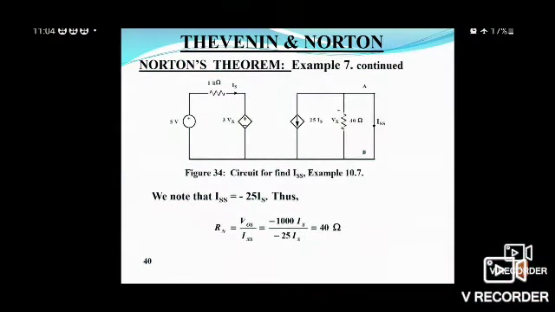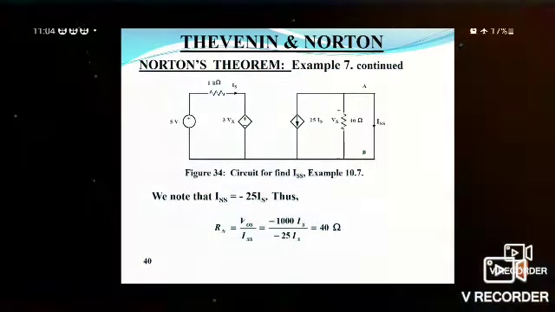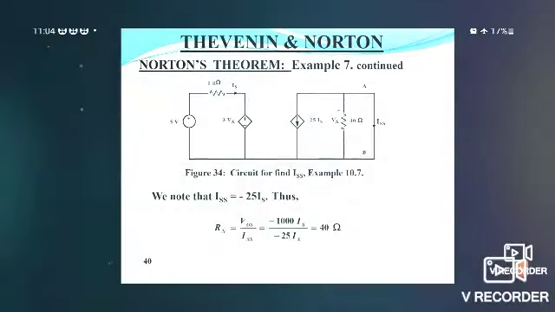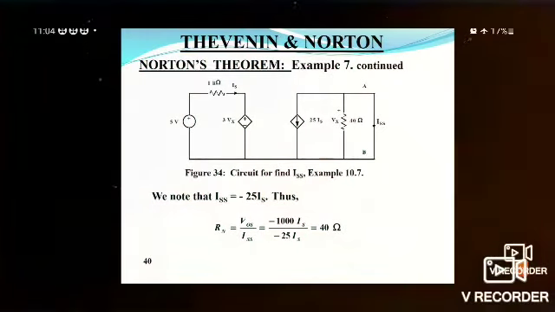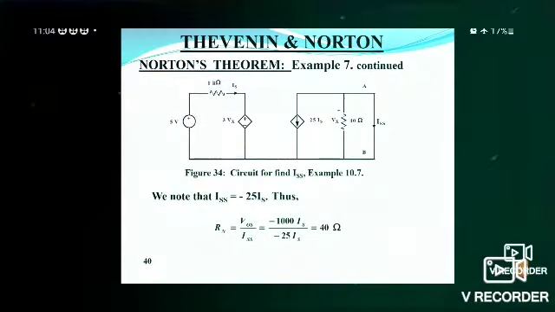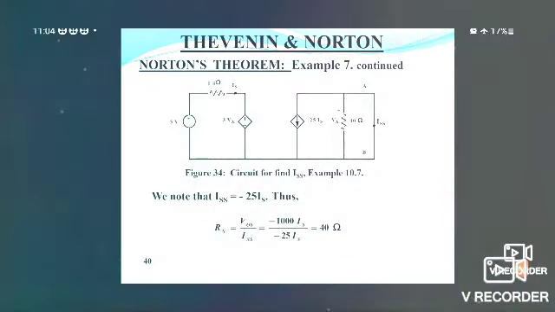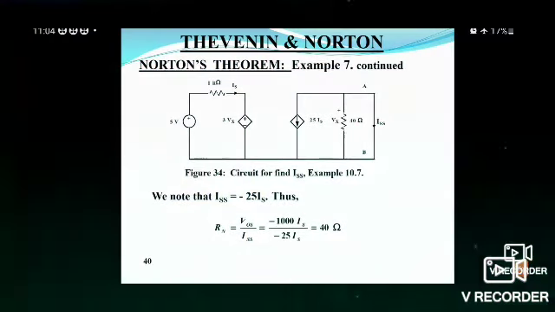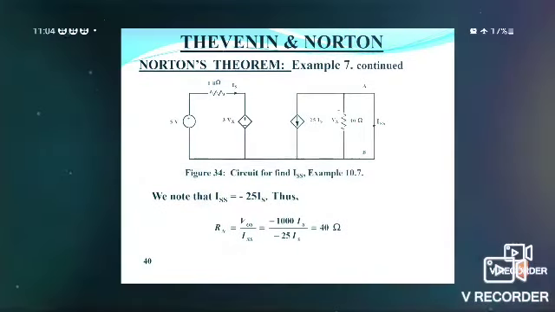Then RN is VOC by ISC. VOC is minus 1000 into IS. ISC we already know is 25 IS, in the downward direction, so the current will be a negative value, minus 25 into IS. Therefore the answer is 40 ohm. So the Norton resistance is 40 ohm.